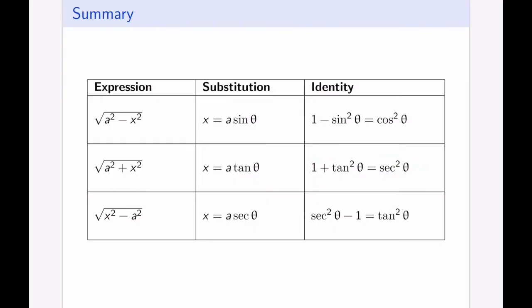On the other hand, if I have a square root of x squared minus a number, notice the difference between these two here. In one, I'm subtracting x squared, and in the other one, I'm subtracting from x squared. In this case, I'm going to use the substitution that involves secant and the trigonometric identity that again involves secant and tangent. This takes just a little bit of practice to really get a handle on it.